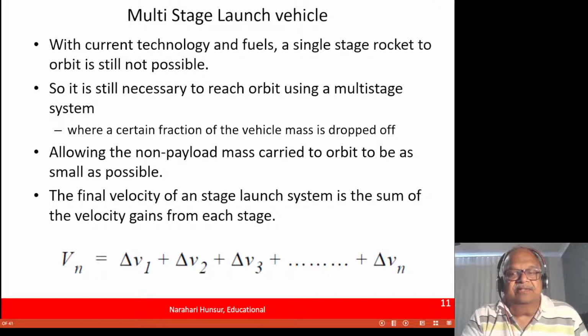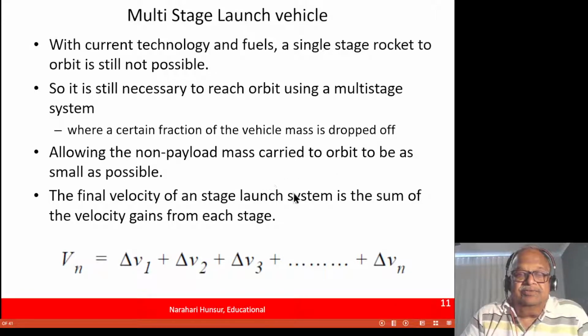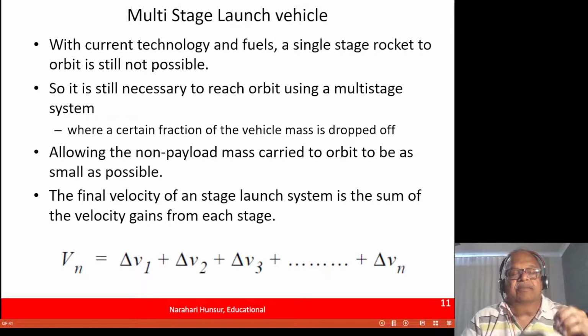Okay, so which means, like I said earlier, throwing all the 10 rocks at the same time, you will not be able to put anything in space. So instead, you can throw it in 2 steps, right? That is the staging logic which is used in launch vehicles. You have a first stage, which takes the whole rocket up to a certain velocity. Then the first stage is discarded. The second stage fires on, and that gives it a further velocity.